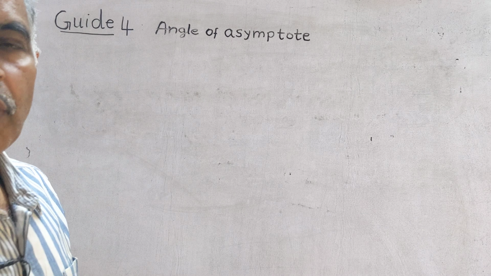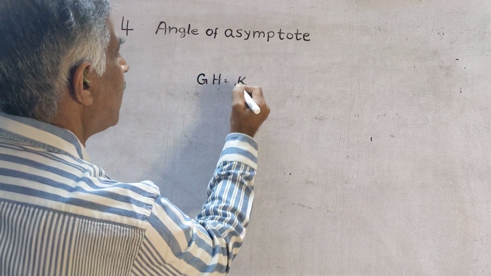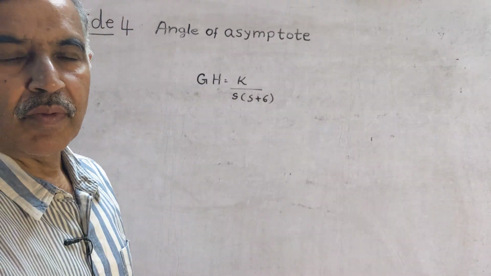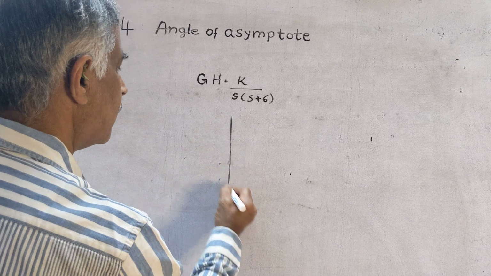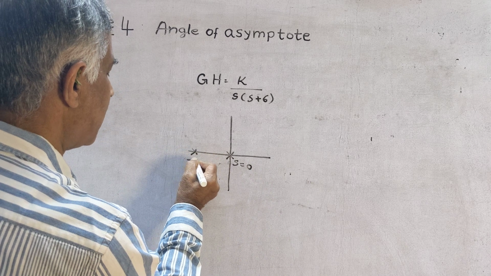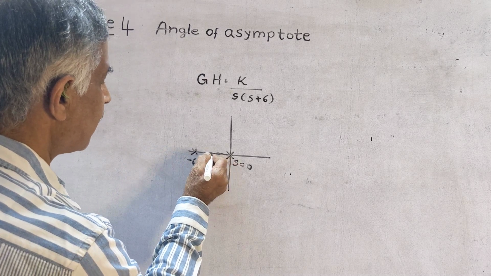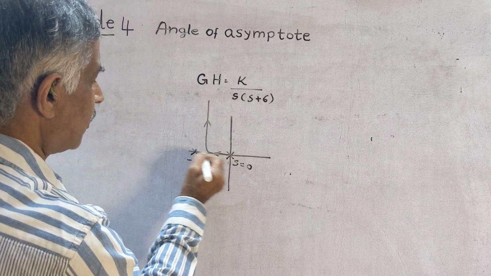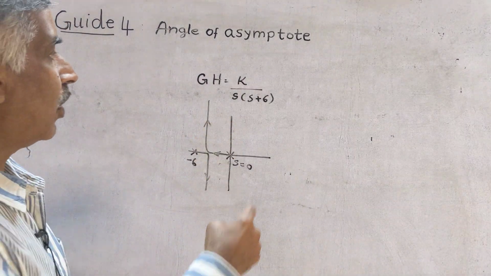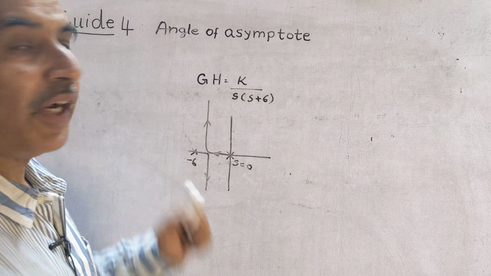Now, I would like to remind you of the problem G(s)H(s) equals K over s into (s plus 6). In this problem, there are two poles, at s equal to 0 and at s equal to minus 6. And the root locus will look like this. There are two branches because there are two poles, and both branches terminate at infinity.